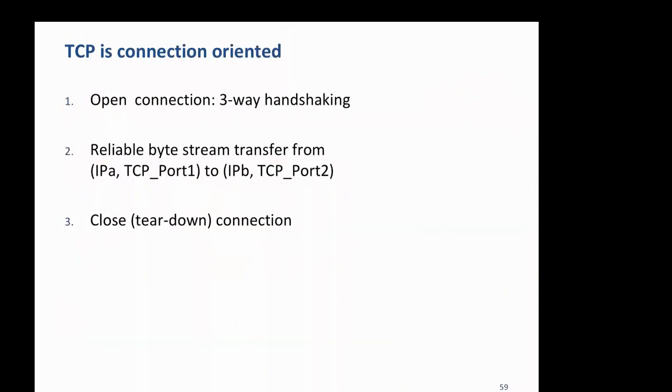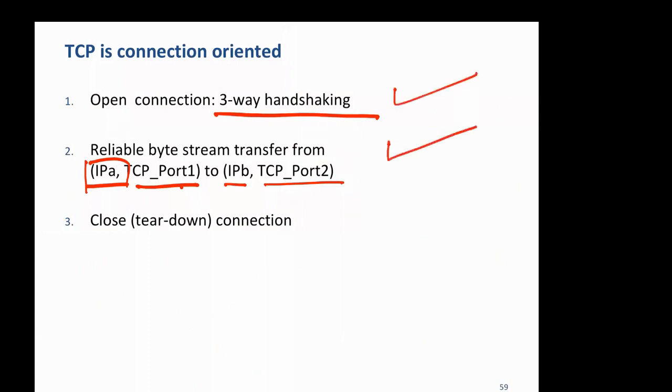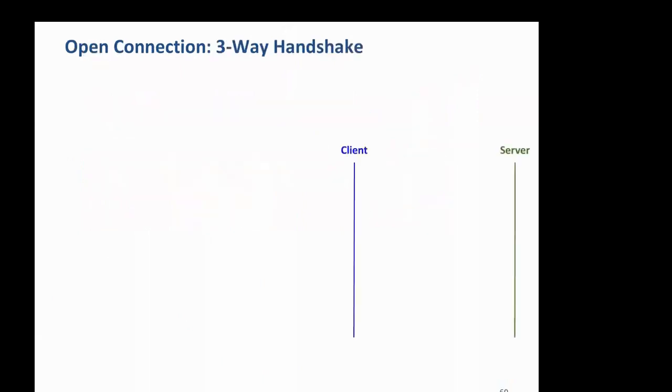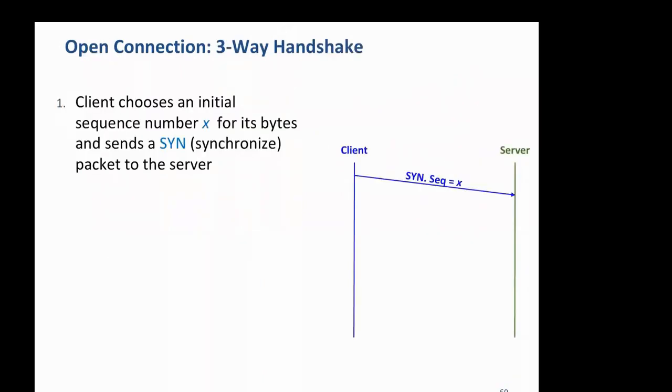So a TCP connection is basically a three-way handshake. For example, a TCP connection is created between a machine at IP address A, TCP port A, to a destination machine which has IP address B and TCP port B. So now we'll have to first create the connection, then send the data, and then close the connection. So it's something like this.